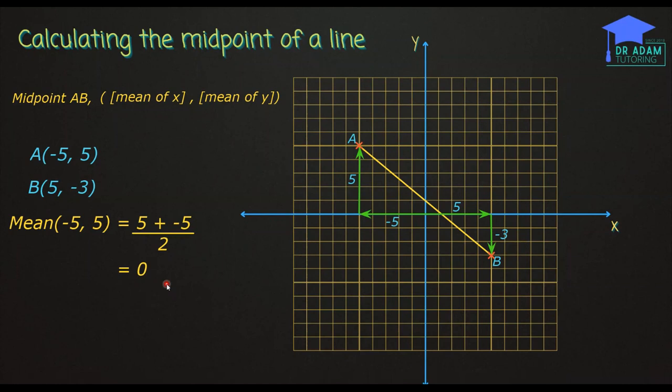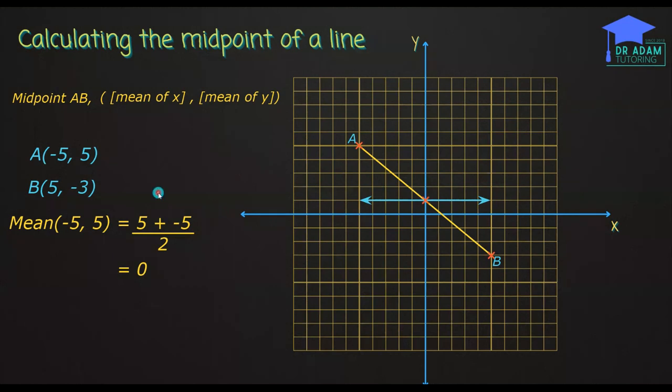And that makes sense if we look at the points A, B, and just consider the horizontal distance between the 2 points. We can see that this mean calculation just gives us the halfway point of this horizontal distance, which is right on the y-axis, where x is equal to 0.